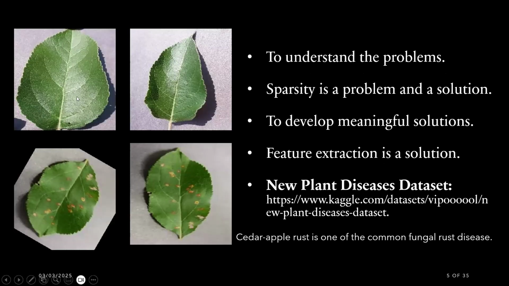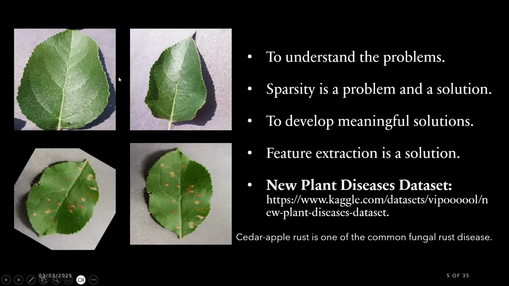As we can see here, these two are the original healthy leaves, and these are unhealthy leaves. Why we do all these things is to understand the problem and also to understand the sparsity in this particular problem space, to develop a meaningful solution. But the key thing is that we really need to extract features.